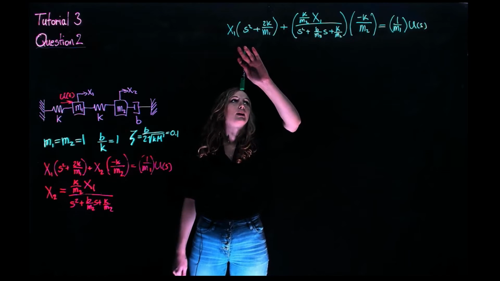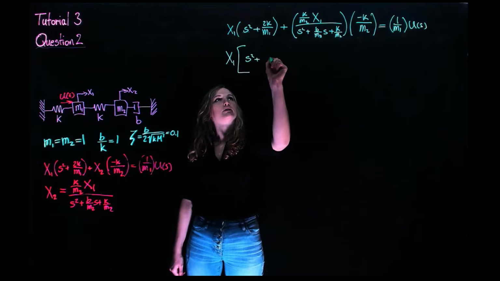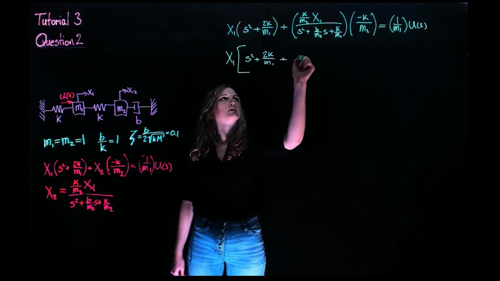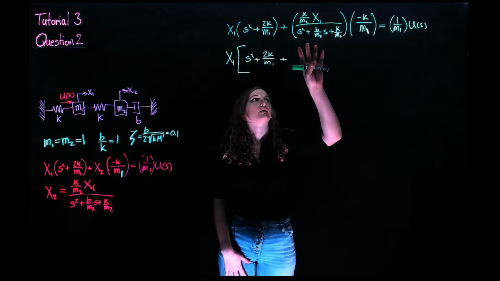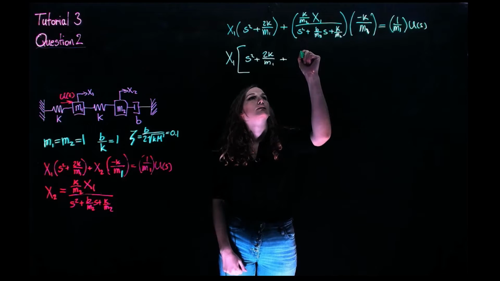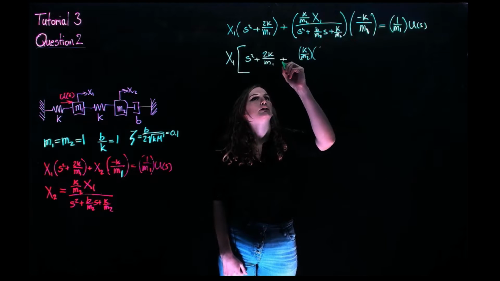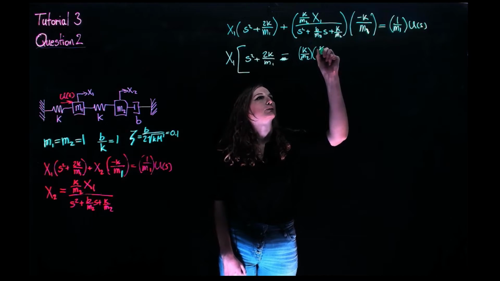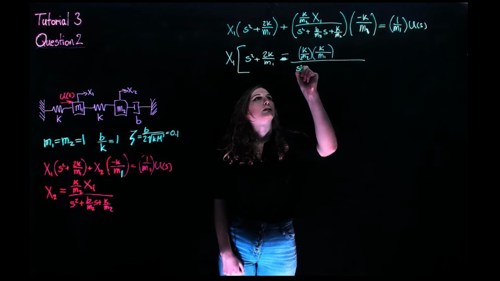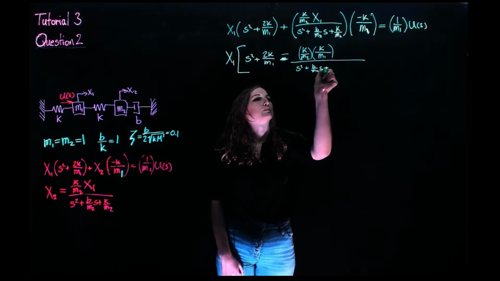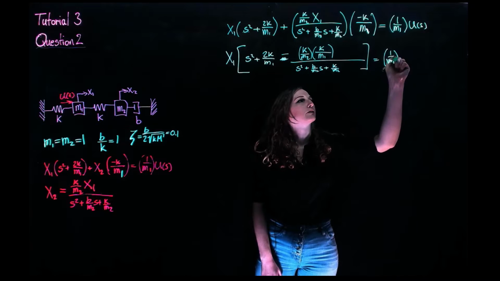Okay, and we factor out x1. So x1 times s squared plus 2k over m1 plus, so this is supposed to be m1, not m2, then we have this part, so we get k over m2 times this in our numerator, and that makes this a negative sign, so we get k over m1 over s squared plus b over m2 s plus k over m2 is equal to 1 over m1 u of s.